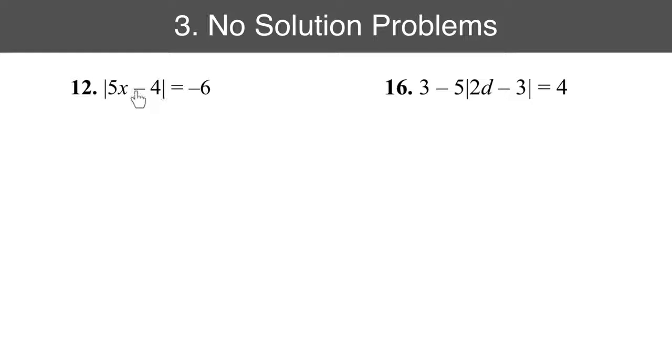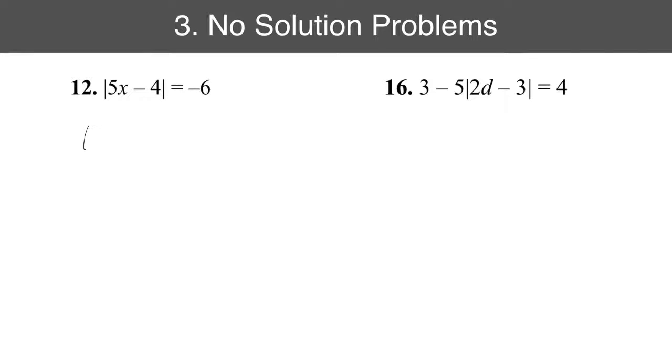Now, normally we would take this and split it into the two equations. But we can't do that because if you take a closer look, you'll see that we have an absolute value equal to a negative number. And like I said in an earlier video, absolute values make things positive. So everything inside this absolute value will come out as a positive. When we take the absolute value, it will become positive. So there's no way it can equal a negative 6.